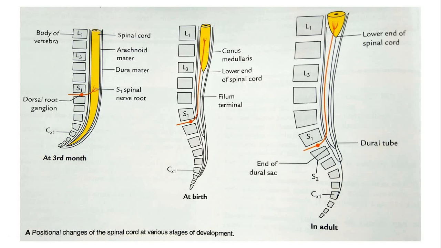Due to this disproportionate growth, at the time of birth, in the second figure you can see, the spinal cord is only up to the lower border of the L3, and even after the birth up to the puberty, this disproportionate growth continues, and the spinal cord in the adult reaches lower border of the L1.